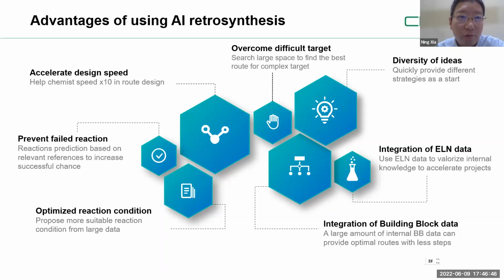And also, we use ChemAIRS to optimize reaction conditions. If the yield is not good or if it doesn't work, you can always find a lot of different strategies to do the reaction. And another very important thing is we can integrate internal ELN data and the building block data into the system. And this will make better use of the internal data, and the commercially available building blocks and price information can help chemists to find the most economic route and also shorten the route.